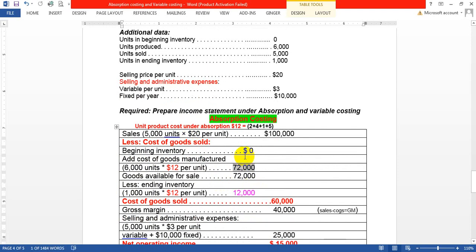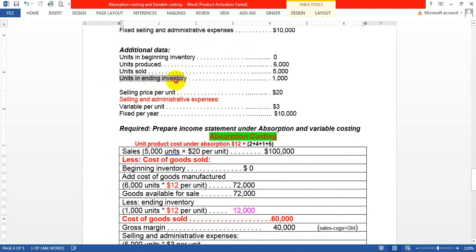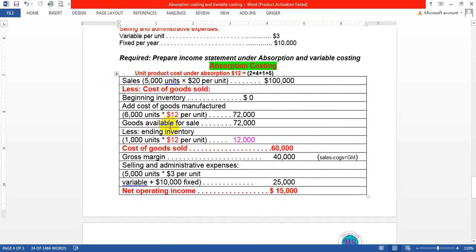Now I will add my beginning inventory plus what I have manufactured. So what will I get? Goods available for sale. So I have 72,000 of inventory for sale. Then I will deduct the ending inventory. You can see here the units in ending inventory are 1,000. So 1,000 multiplied by 12.